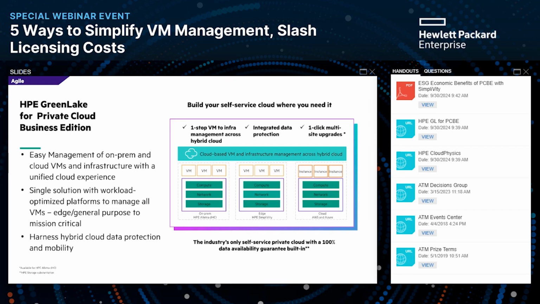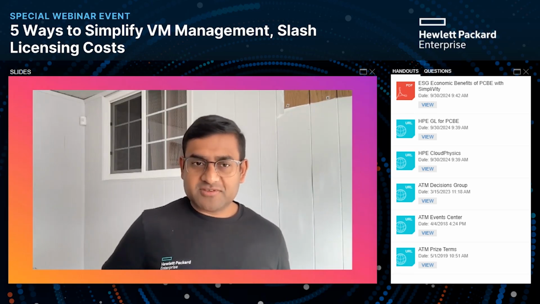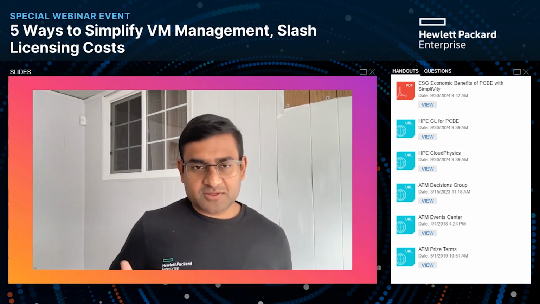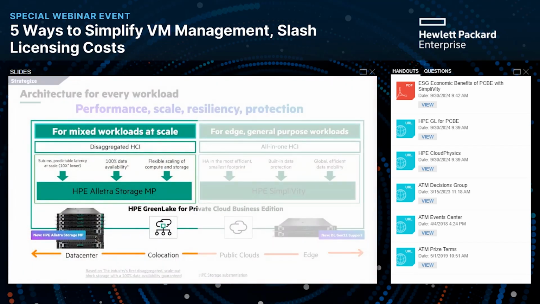Which could be VMs, it could be containers, and so forth. But I think the goal here is also on the platform side. As I mentioned, picking the right architecture is important. As part of the Private Cloud Business Edition, we do have two platforms in the offering, right? One is a more disaggregated form factor where you could scale your compute and storage independently. And recently we announced the support for Alletra Storage MP, right, where the storage itself is now disaggregated, which is pretty cool, and not many vendors do that.